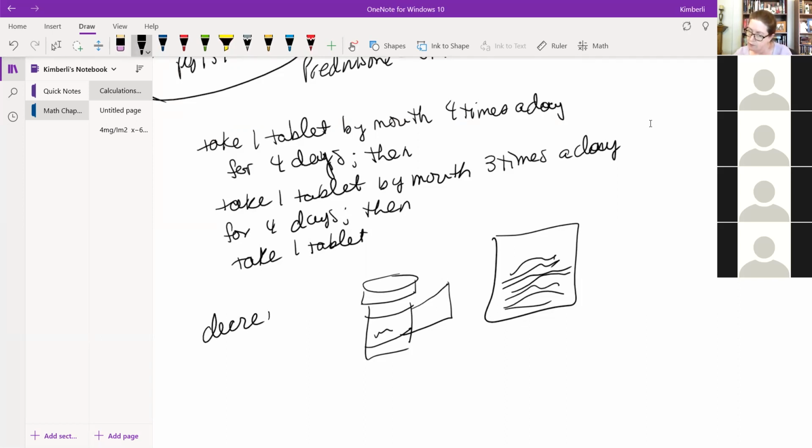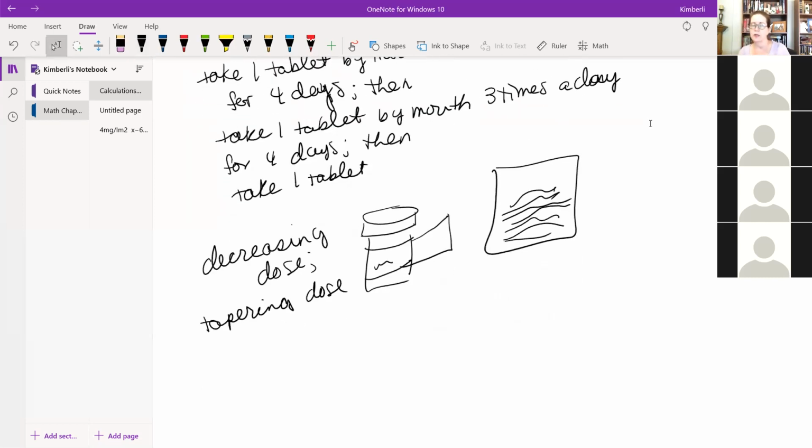If I could spell. A decreasing dose, it's also called a tapering dose. And this is so that the patient doesn't go through rebound swelling by abruptly stopping a steroid, because that can sometimes happen.